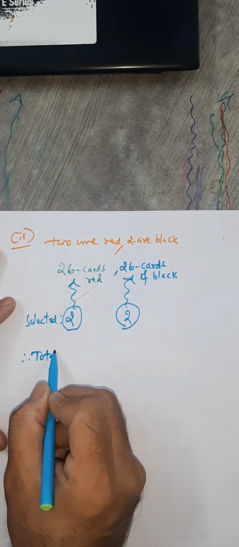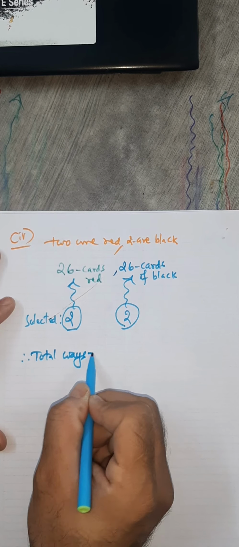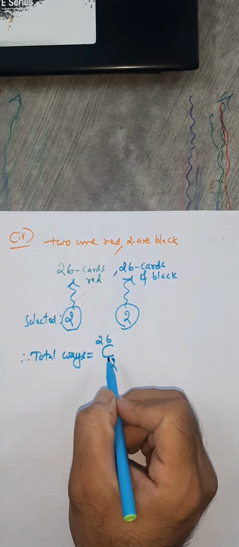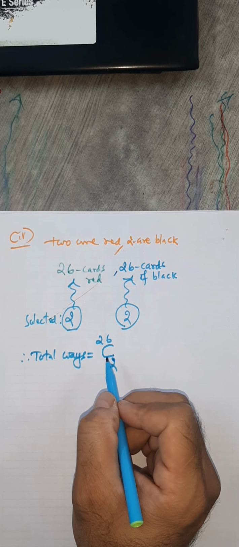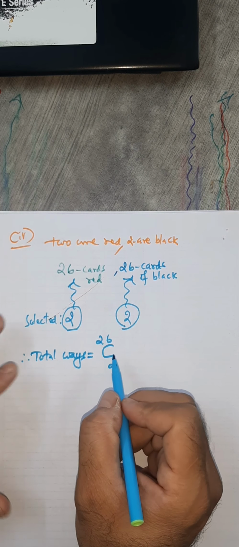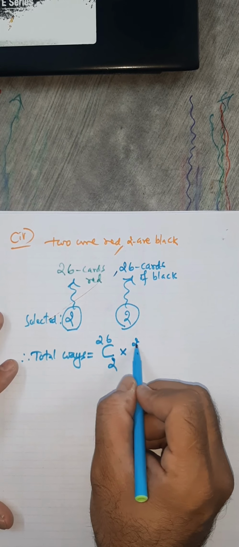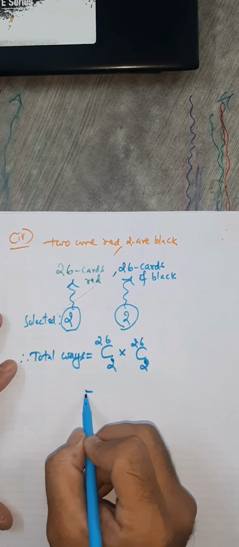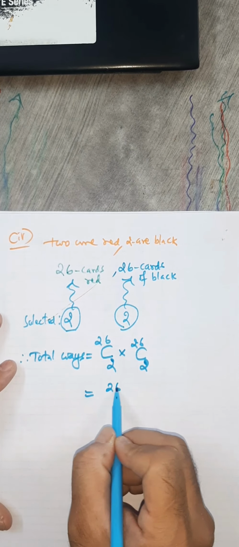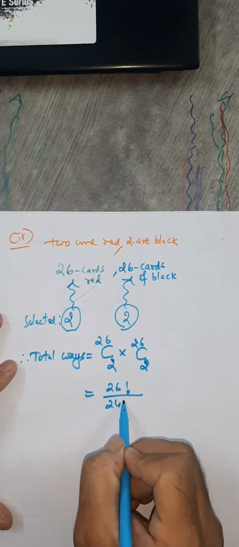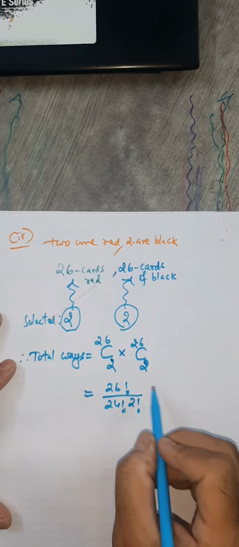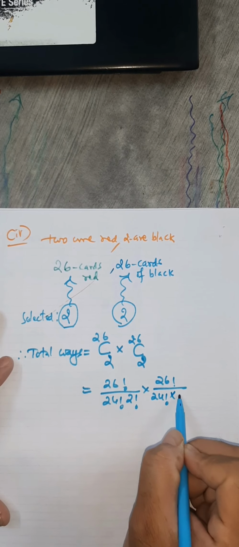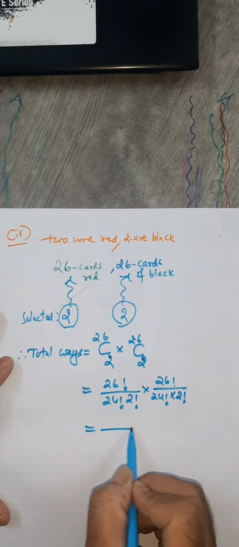So total ways equals: 2 should come from 26, so 26C2, and the total 4 you have to do, remember. So what do you think will come in between? Into will come. Yes. And from 26 again 2, 26C2. So you can simplify: 26 factorial upon 24 factorial into 2 factorial, times 26 factorial upon 24 factorial into 2 factorial. You know it. Just simplify, so you'll get the answer.